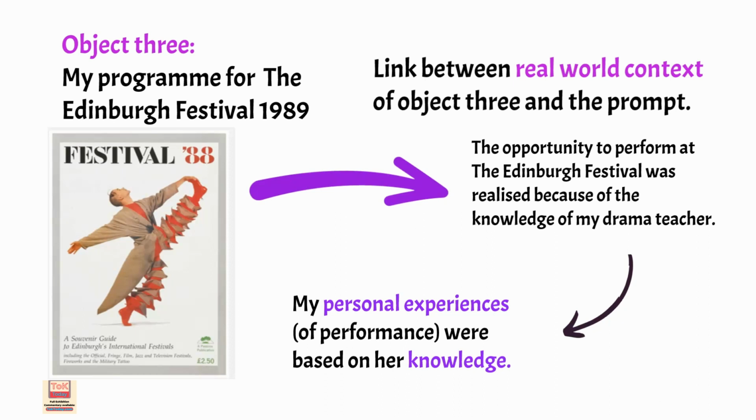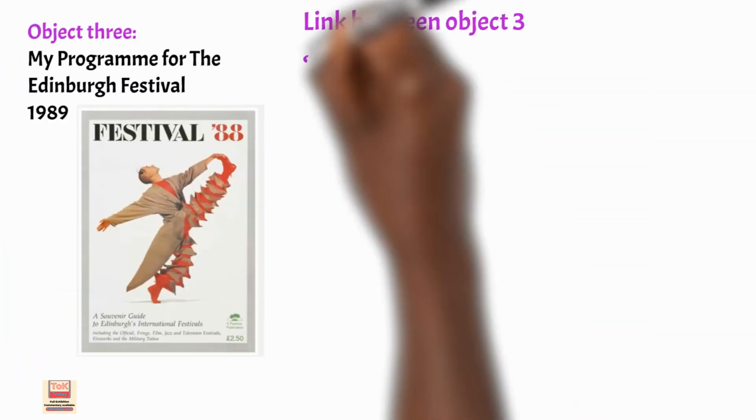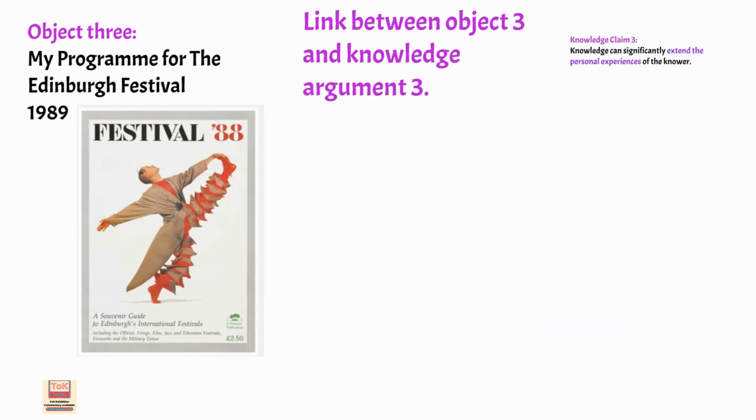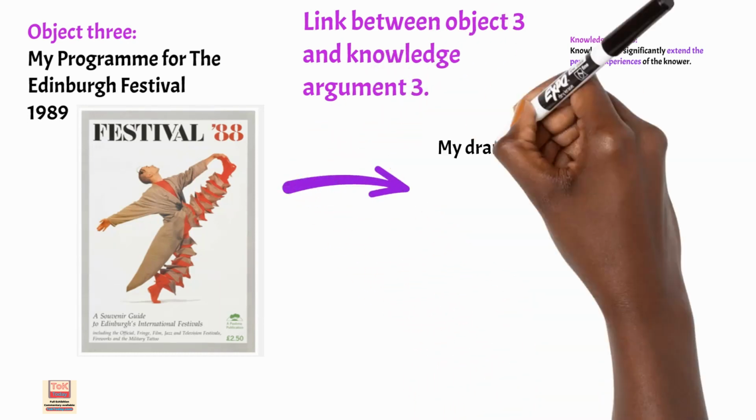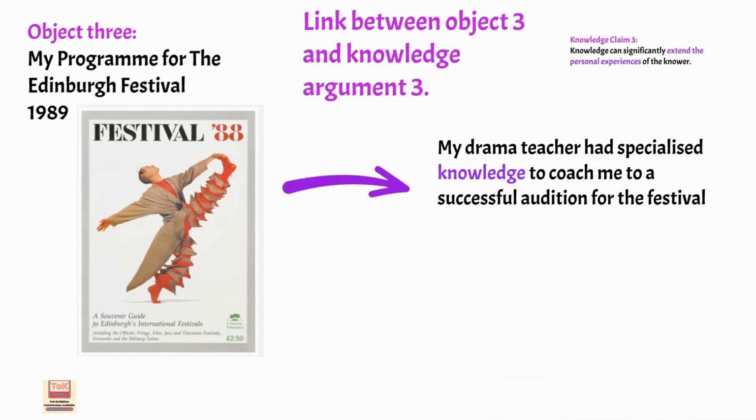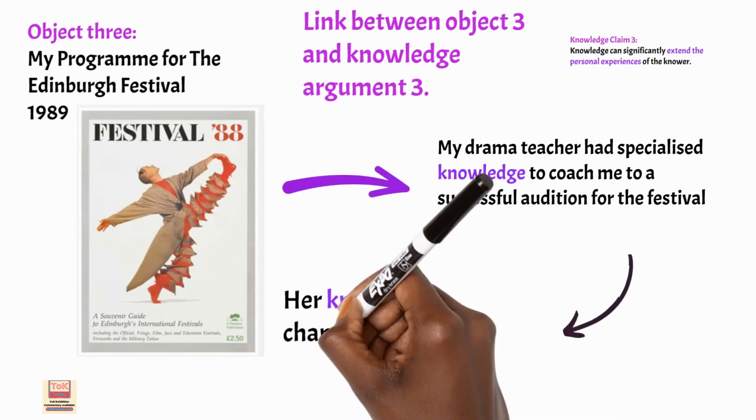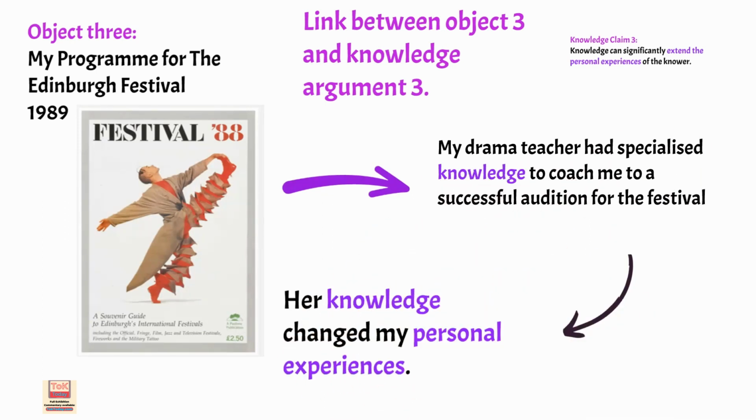on her specialised knowledge. And so we come to the link between Object 3 and Knowledge Argument 3. If we just remind ourselves that Knowledge Argument 3 is that knowledge can significantly extend the personal experiences of the knower. So what I'm arguing here is that my drama teacher had specialised knowledge on how to coach me to be successful in an audition for a company at the Edinburgh Festival. So her specialised knowledge changed my personal experiences.